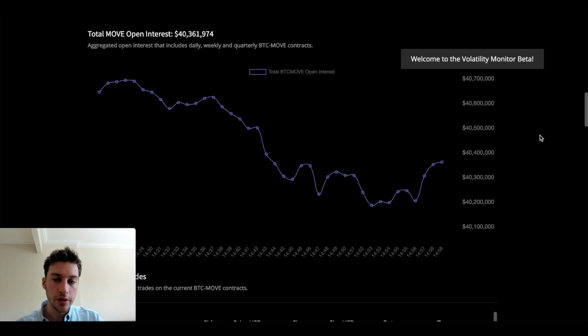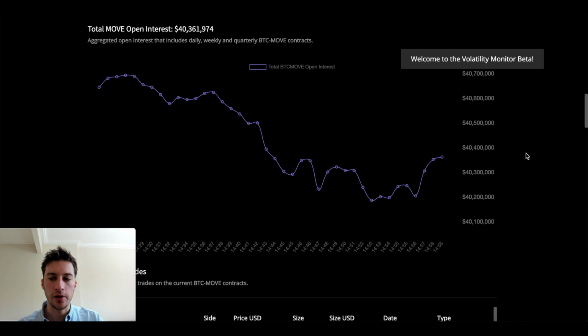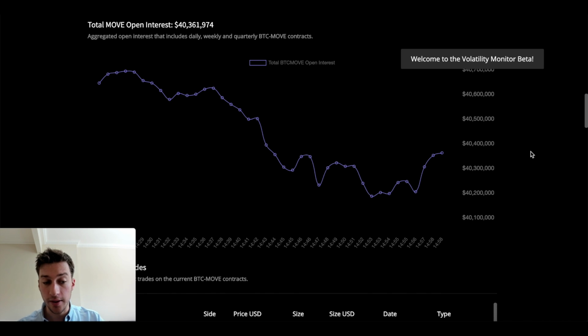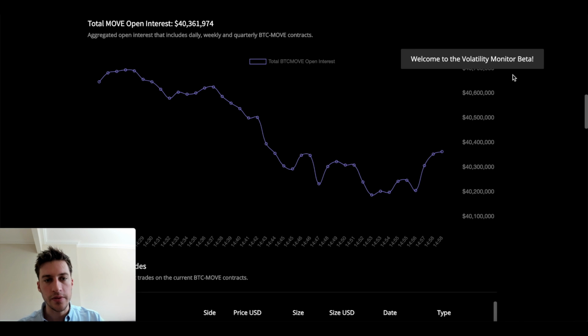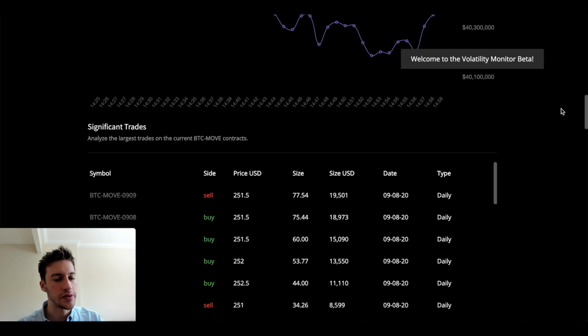So what we can do with this, I don't really know yet. I think one way that I've been using this is to gauge liquidity, or when a lot of people are thinking that Bitcoin's going to do a certain thing. But I would love to hear in the comments how you guys like to look at MOVE open interest.